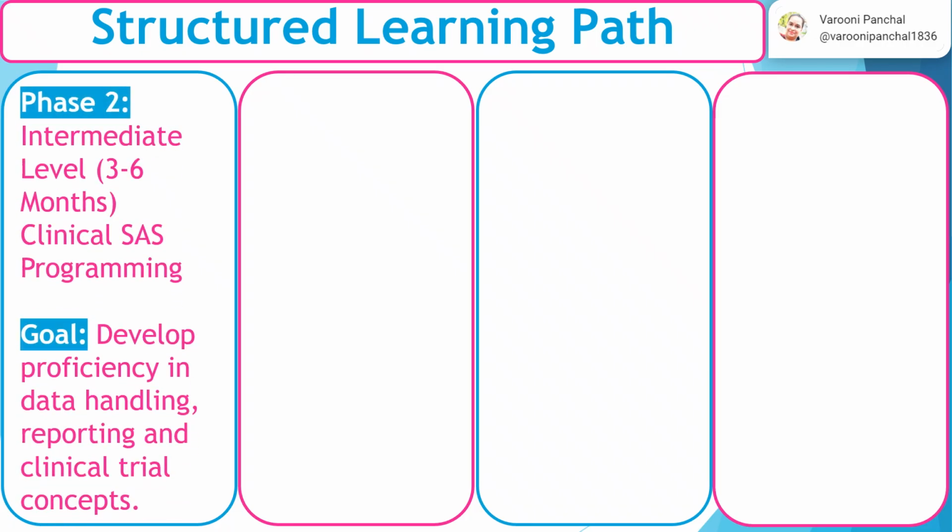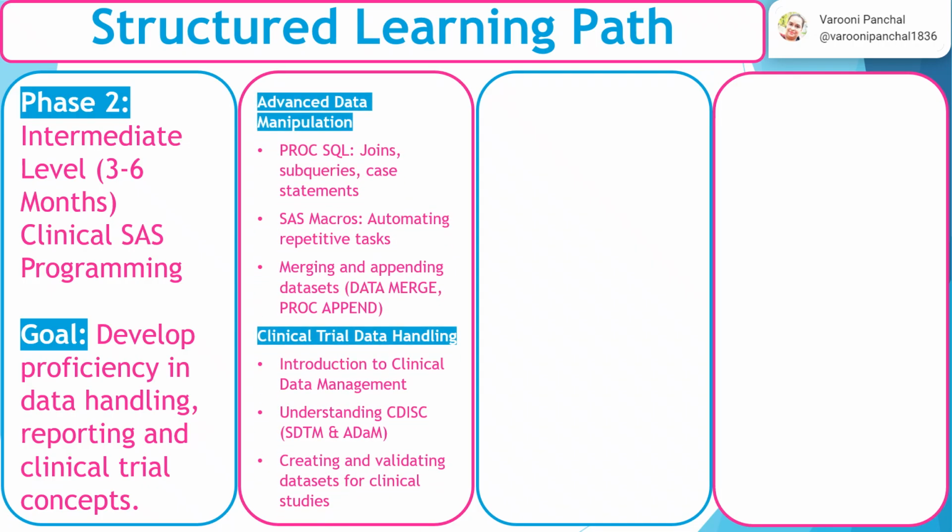The next is phase 2, which is intermediate, 3 to 6 months. You can invest in doing clinical SAS programming. The goal should be to develop proficiency in data handling, reporting, and clinical trial concepts. Say, for example, you have some kind of data and you want to present it. So how do you handle different types of data? That is required.